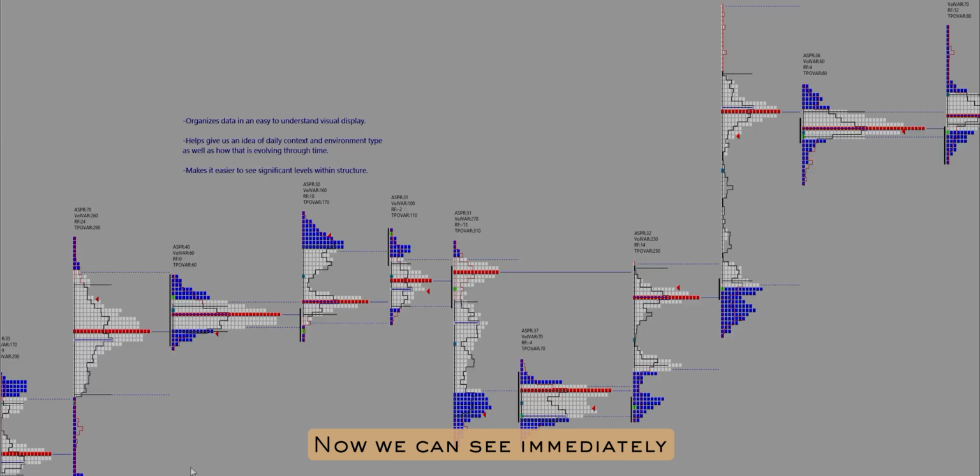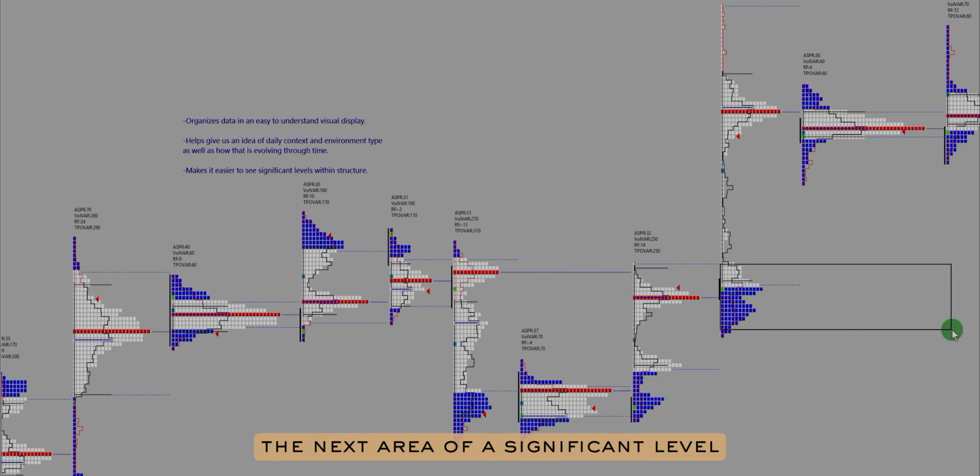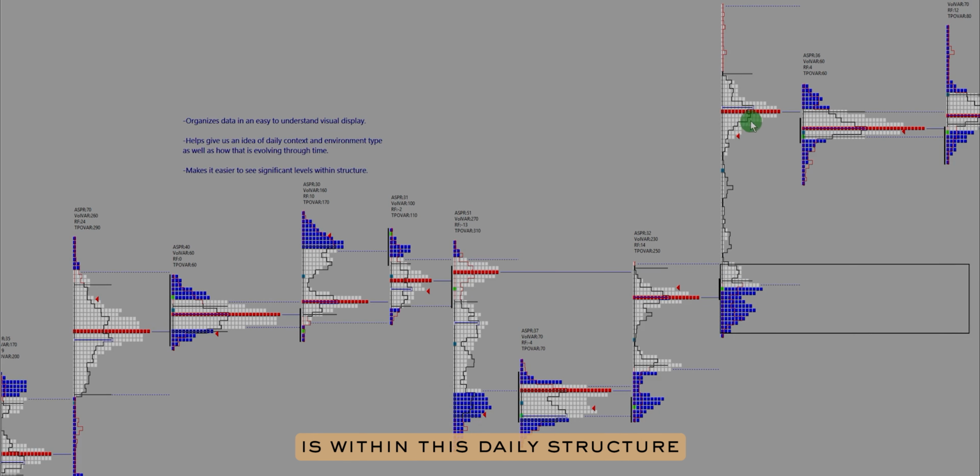Okay, now we can see immediately where the next area of friction and significant level is if we were to lose this structure. So if we were to gain acceptance back into this gap, and these concepts will obviously be going over on the further modules. But we could immediately see that the next area, if we're looking at this window right here, and let's say that we're currently in this day, the next area of a significant level is within this daily structure. So it's a prior day. Okay, it is a prior day. It's from April 23rd. And it is a high volume node within that day.